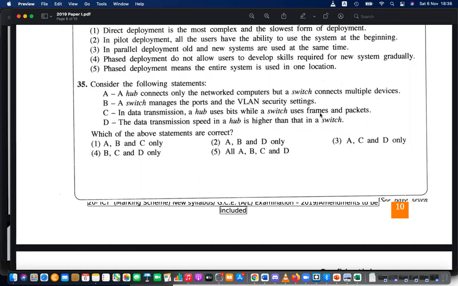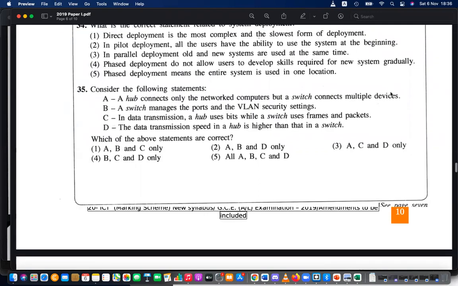We are asking which are the correct things, no? Hub connects only network computers, switch connects multiple components. That is true. But a hub can also connect other network components. That is partially right. Partially, switch manages ports and VLAN security settings. Not all switches, it's a manageable switch. A manageable switch can manage, but not all switches.